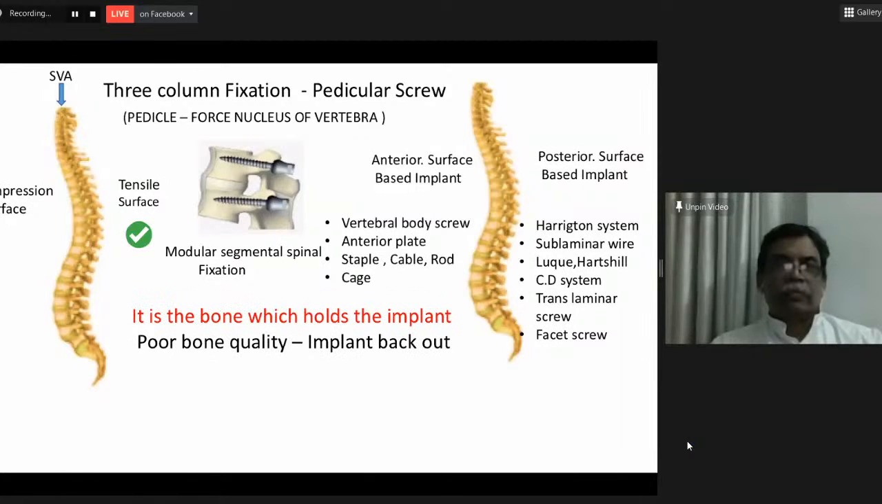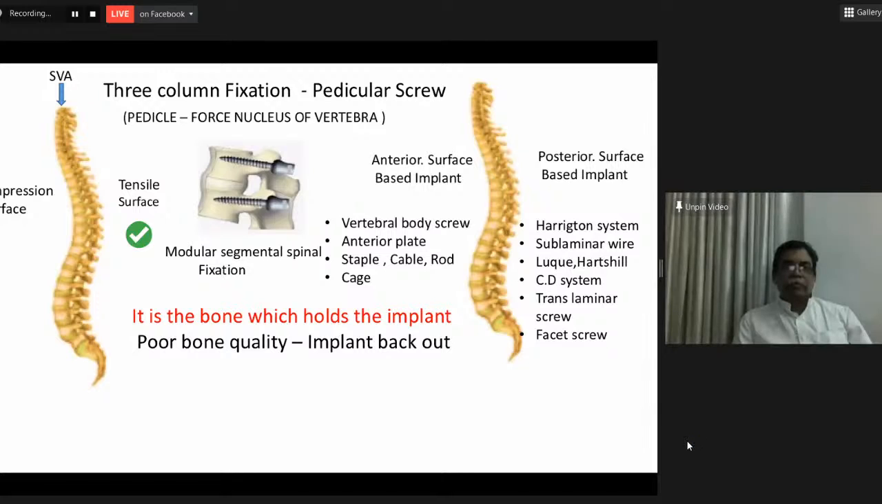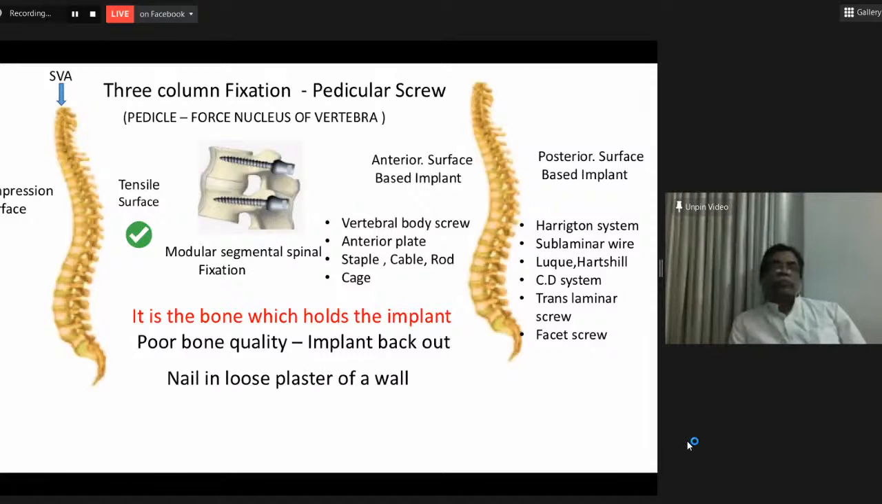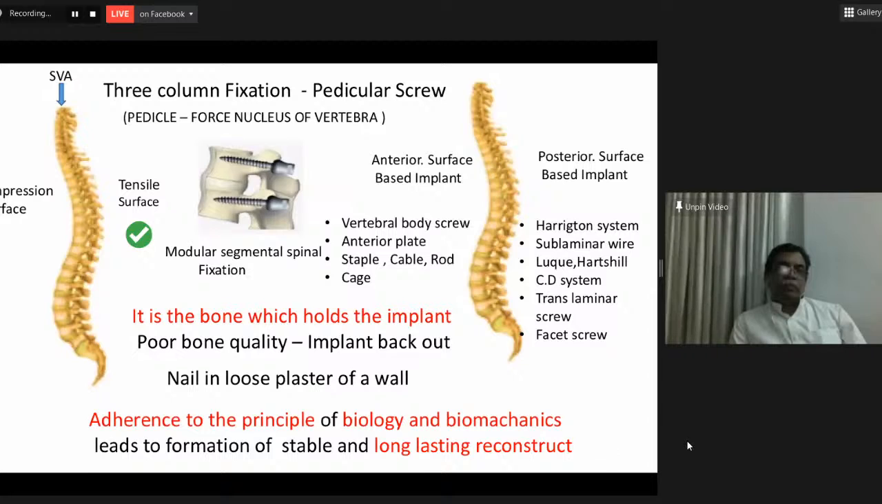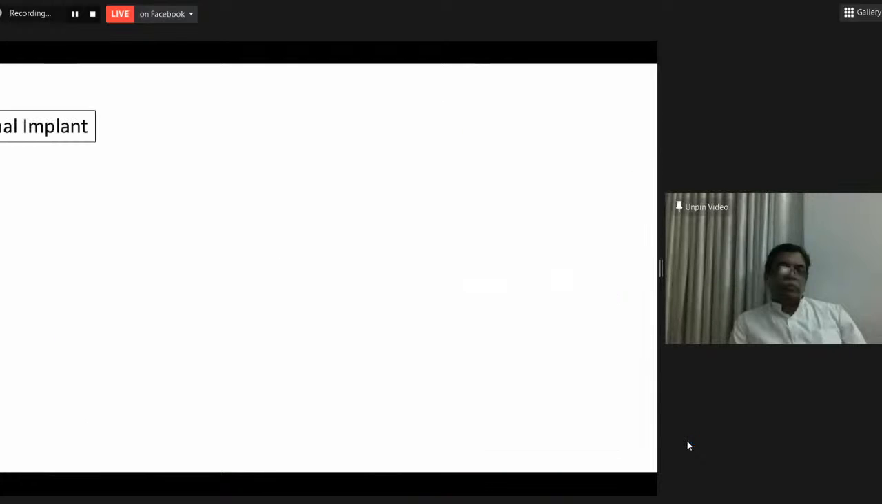But you must remember, we should not talk only about the implant. It is the bone which holds the implant. If there is poor bone quality, the implant will back out. It will be like a nail in the loose plaster of a wall. So we must adhere to the principles of biology and biomechanics to have a long-lasting result.